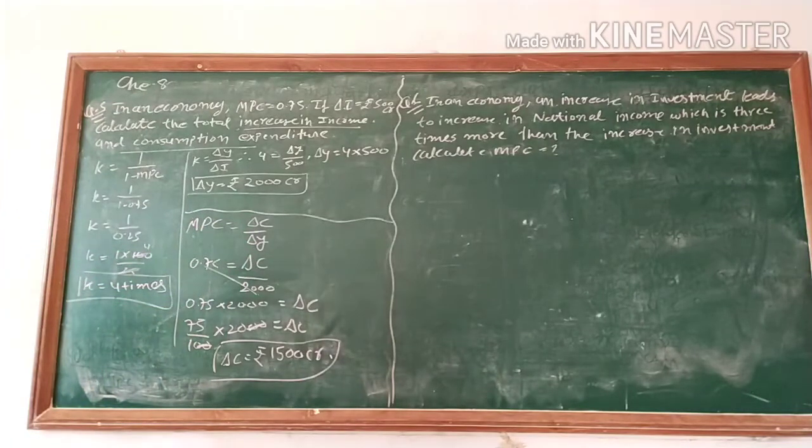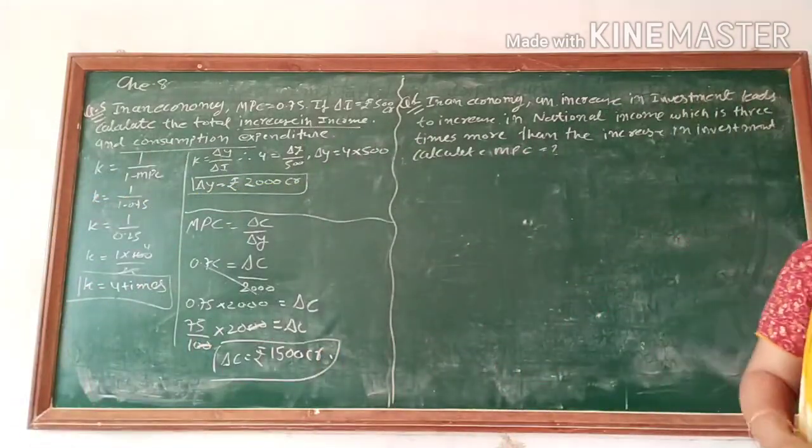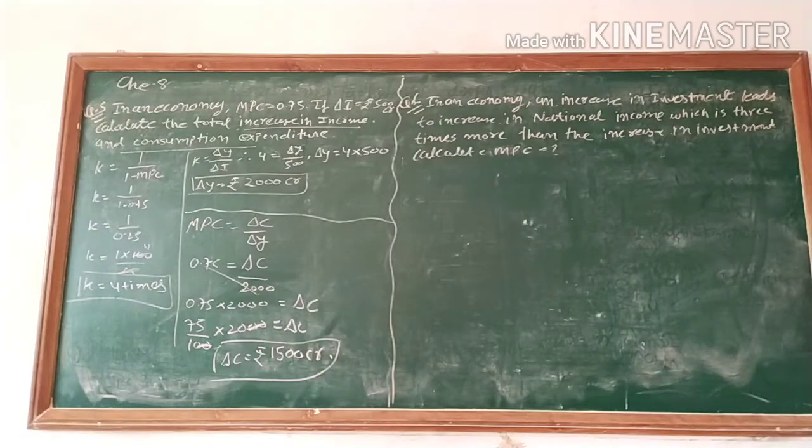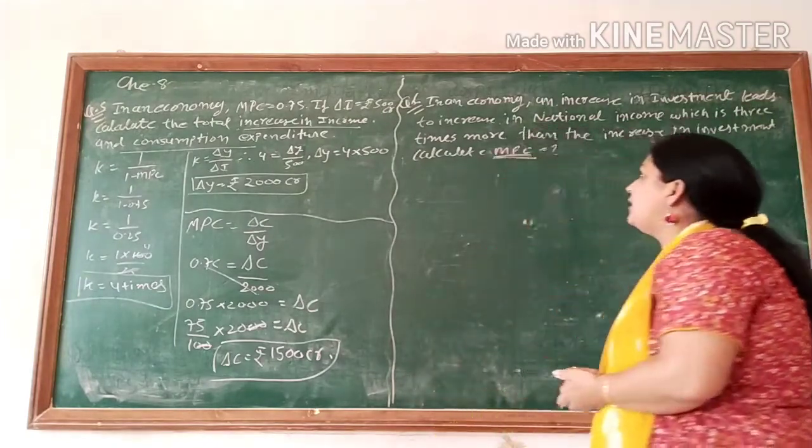Now the focus in the next sum. See what is given to you. In an economy, an increase in investment leads to increase in national income, which is 3 times more than the increase in investment. Calculate the marginal propensity to consume. It means MPC. You just find out the MPC.